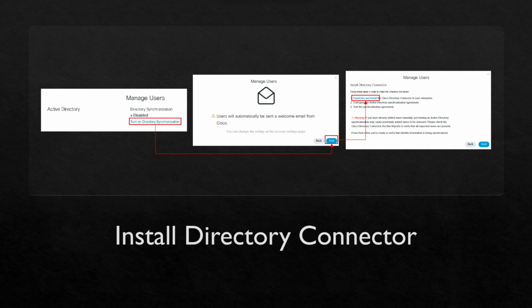So let's begin with installing the directory connector. Cisco Webex Control Hub initially shows directory synchronization as disabled. So to turn on directory synchronization for your organization, you must install and configure the Cisco Directory Connector and then successfully perform a full synchronization. That will enable it automatically. All right.